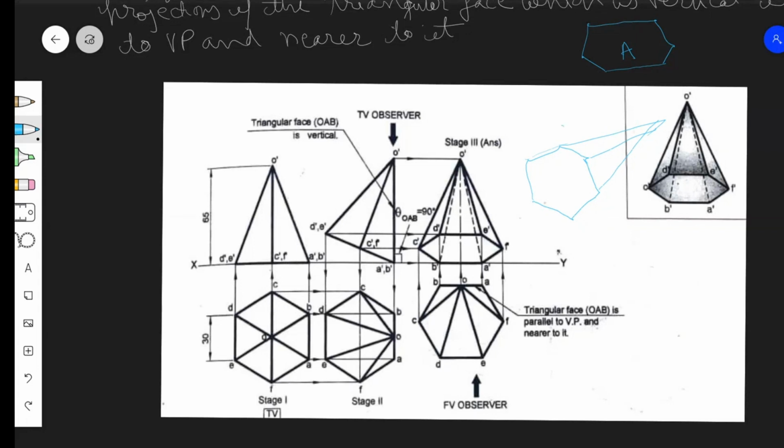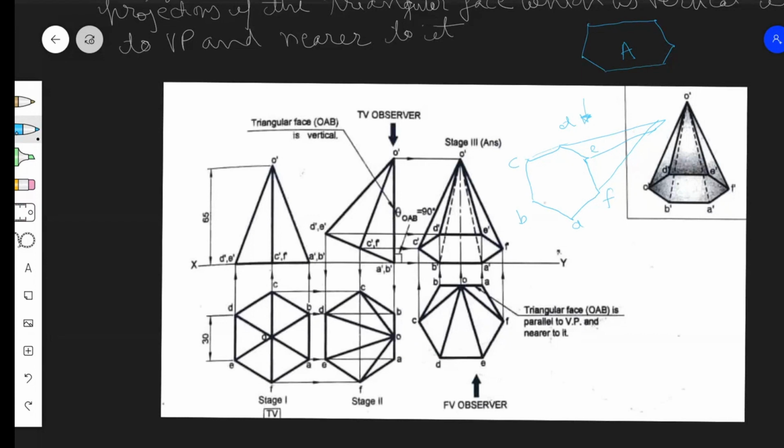This is which point? D. This is E. And suppose C, F, and this B and A. See, now you are viewing it from the top. Okay, you are viewing it from the top. This is clearly visible.